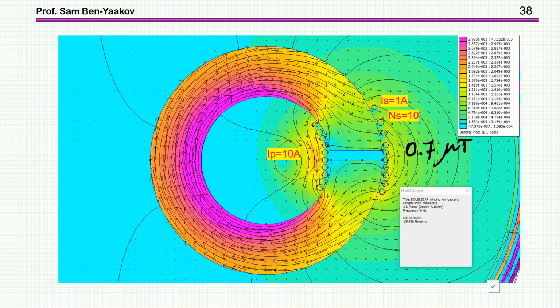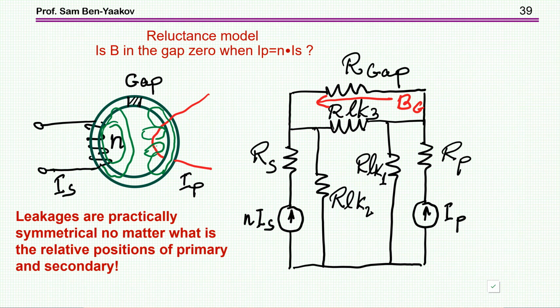It's really amazing, because we have put the wires just on the gap. One would have thought that in this situation, the magnetic flux density in the gap will be much higher. And it is not. This is really, really amazing. So we get here only 0.7 microtesla within the gap, despite the fact that we have everything on it. So how can we explain something like that? This is really amazing. And my explanation is the following.